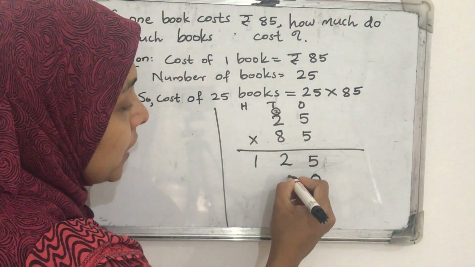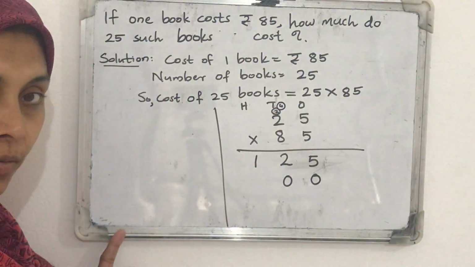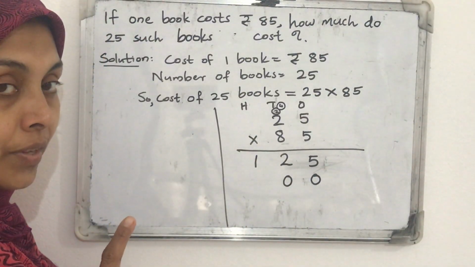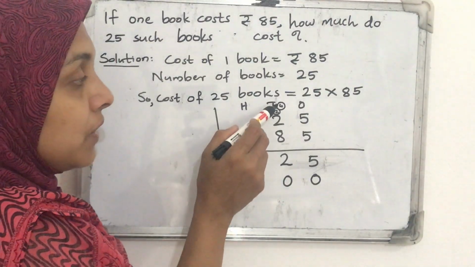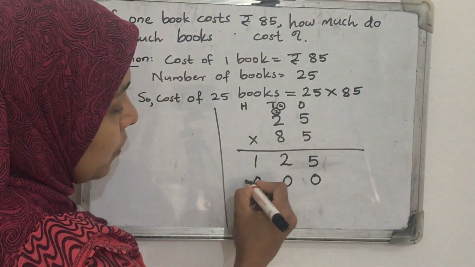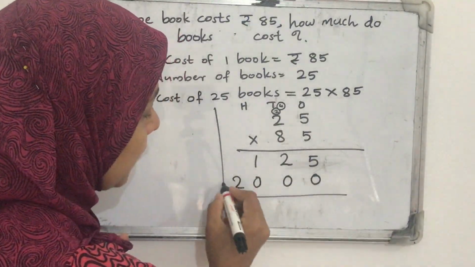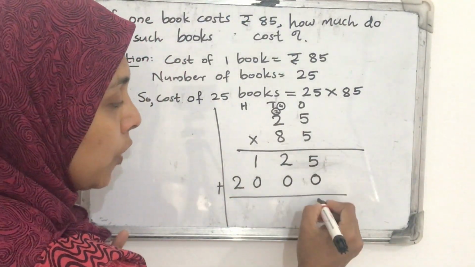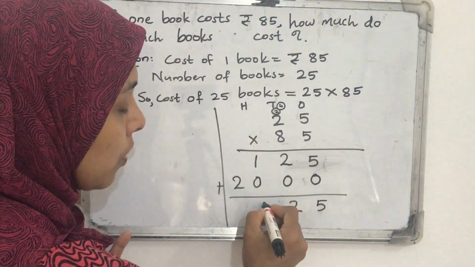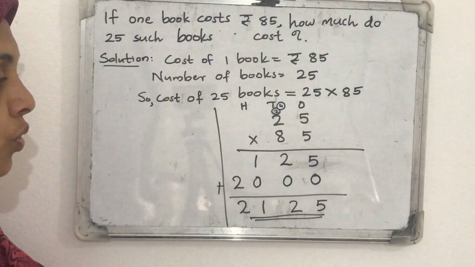For that 40, 0 we write in the tens place. 4 we can write as the balance on the top. Okay. Next multiplication, 2 into 8, 16. 16 plus 4, it will be 20. So 2 will be in the thousands place. Then after that we are adding those two numbers. 5 plus 0, 5. 2 plus 0, 2. 1 plus 0, 1. And 2. So what is the cost of those 25 books?